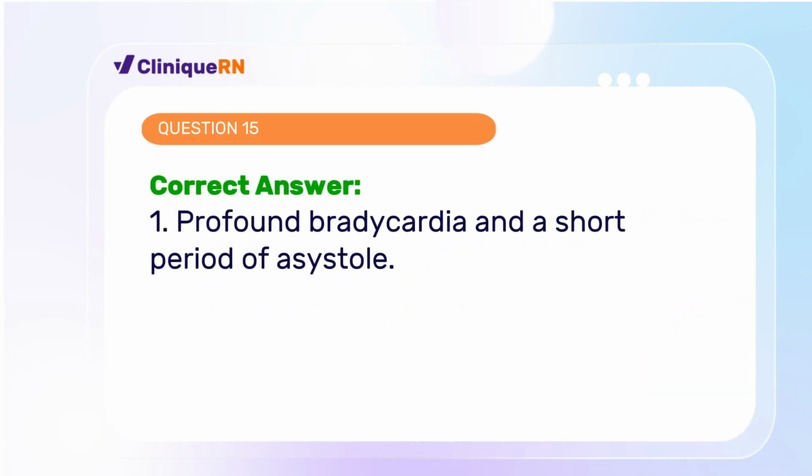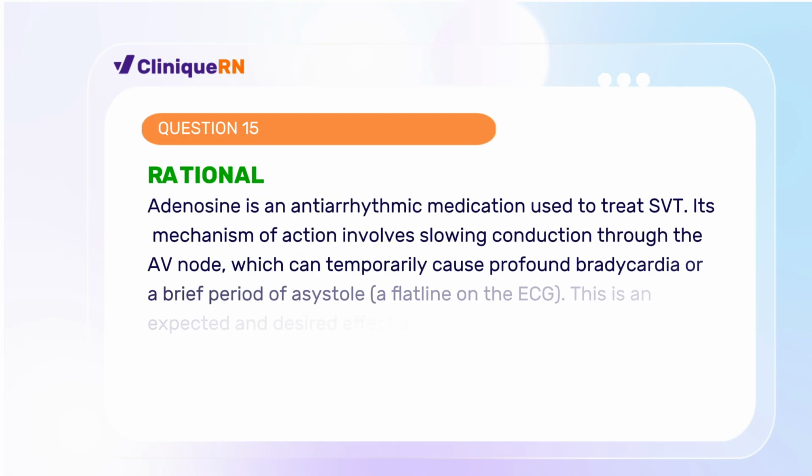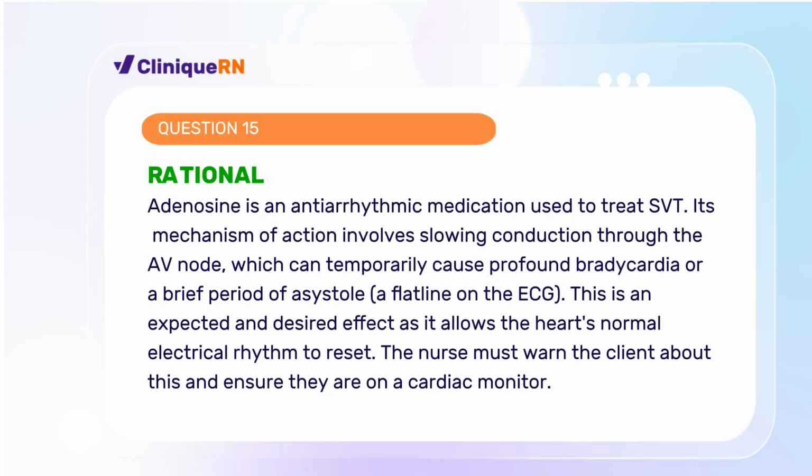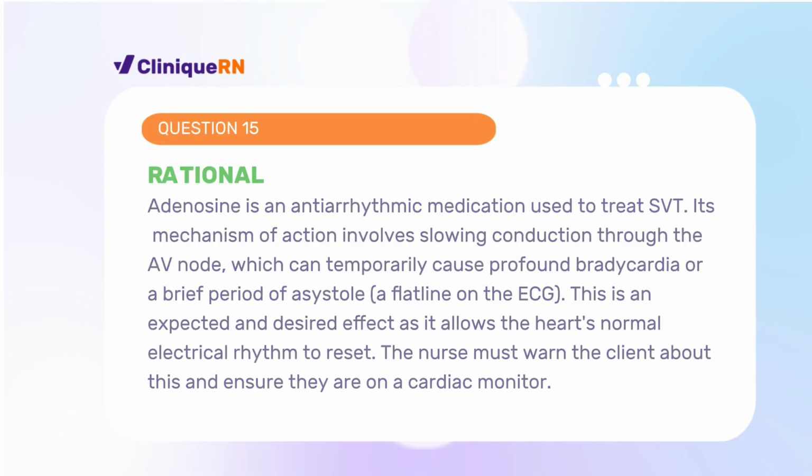Correct answer: 1. Profound bradycardia and a short period of asystole. Rationale: Adenosine is an antiarrhythmic medication used to treat SVT. Its mechanism of action involves slowing conduction through the AV node, which can temporarily cause profound bradycardia or a brief period of asystole, a flatline on the ECG. This is an expected and desired effect as it allows the heart's normal electrical rhythm to reset. The nurse must warn the client about this and ensure they are on a cardiac monitor.